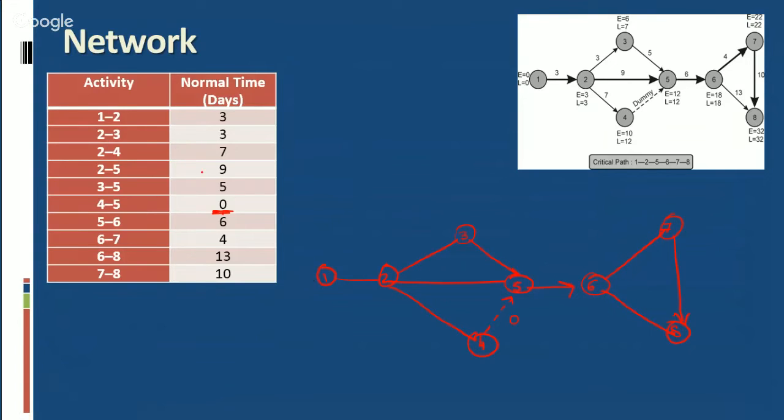And corresponding time is 1 to 2, 3 days. And 2 to 3, 3 days. 2 to 4, 7 days. 2 to 5, 9 days. 3 to 5, 5 days. 4 to 5, dummy activity. 5 to 6, 6 days. 6 to 7, 4 days. 6 to 8, 13 days. And 7 to 8, 10 days.